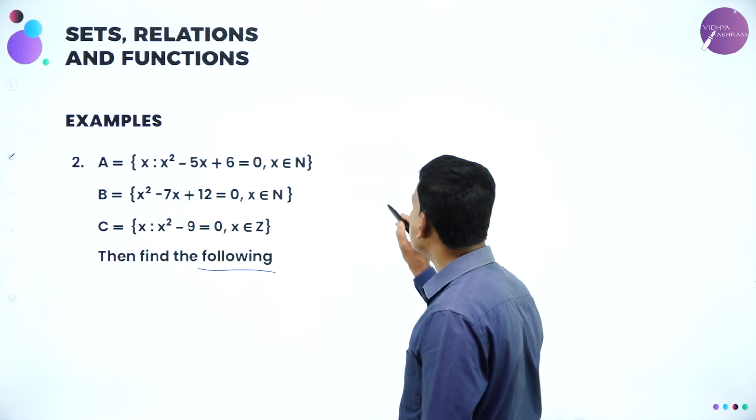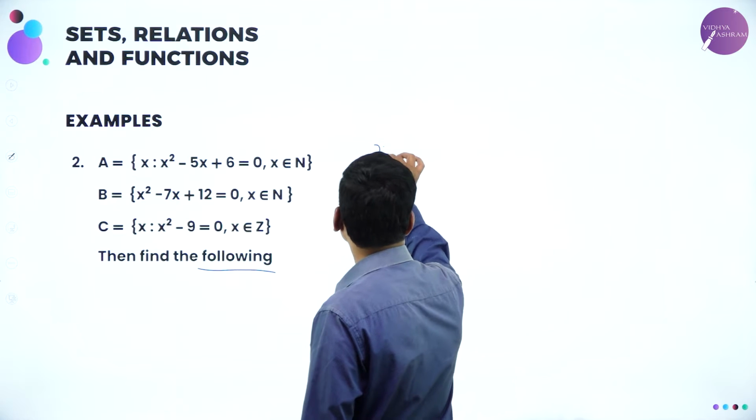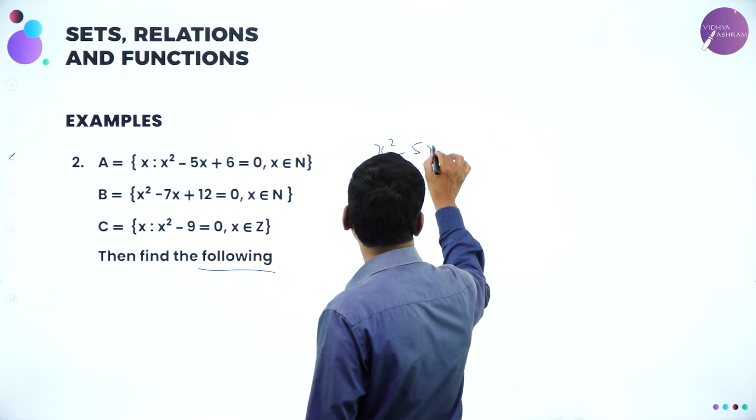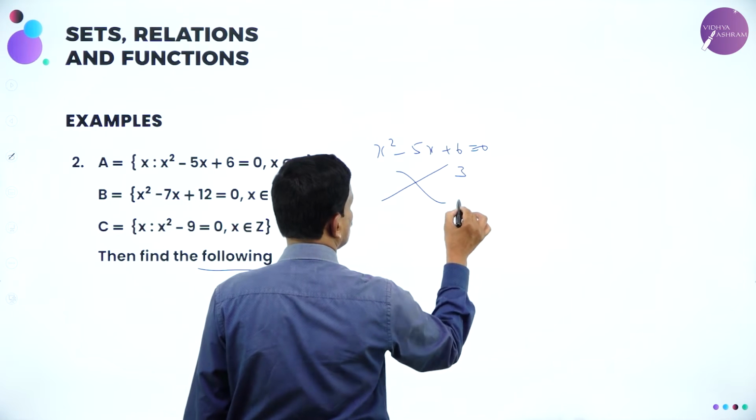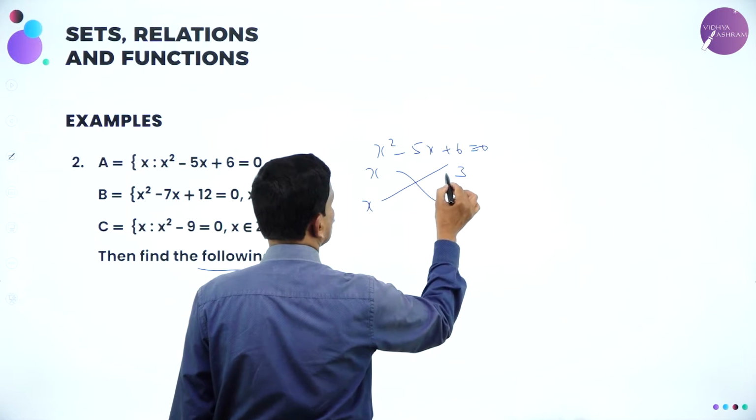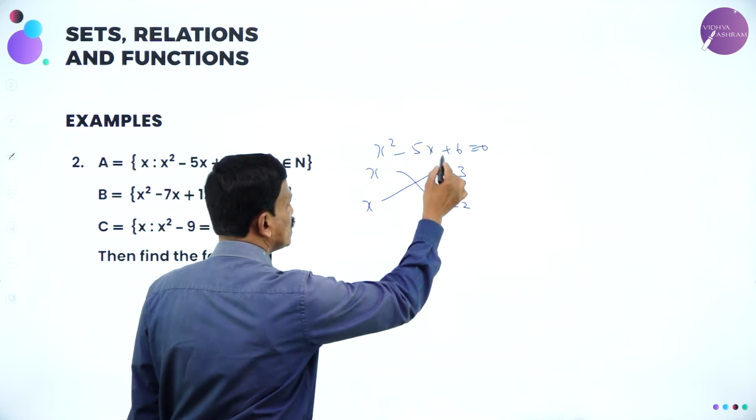Now let us find out A first. What is A given? X square minus 5X plus 6 is equal to 0, a quadratic equation. Solve this. Cross multiply. X into X is X square. This is minus into minus, minus into minus is plus.